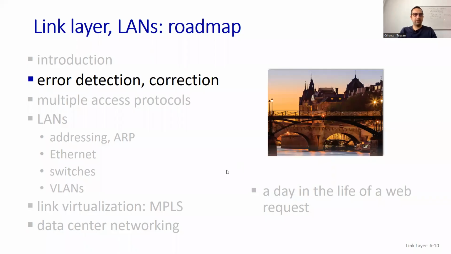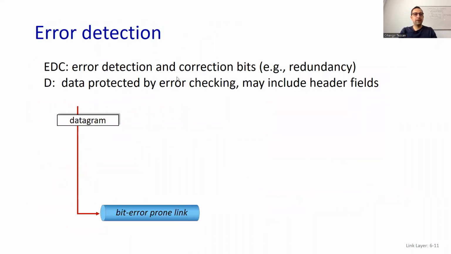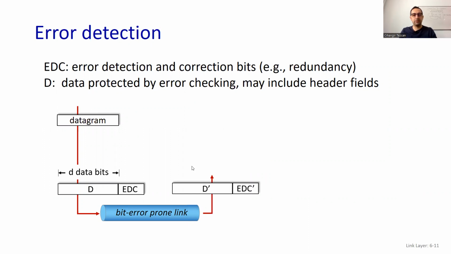All right, so let's continue with error detection and correction. EDC, error detection and correction bits, for example, redundancy. So you repeat some of the input and extend the size. This way, with this extra redundant information, we can detect errors and sometimes correct them. So here, D is the data protected by error checking, may include header fields. So this is D, and EDC is the error detection and correction bits.